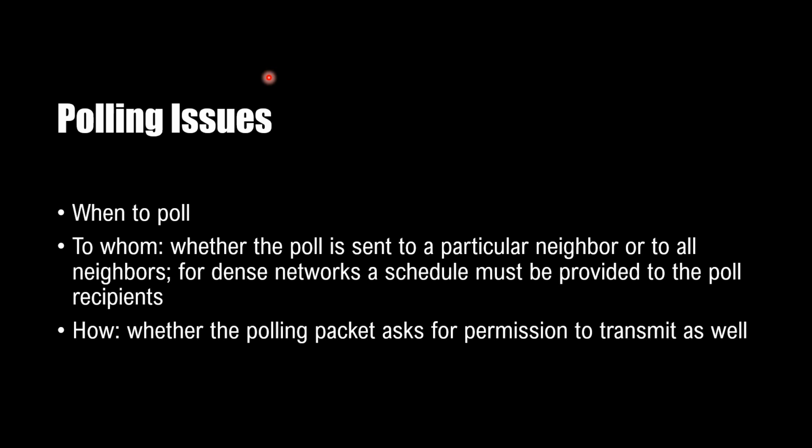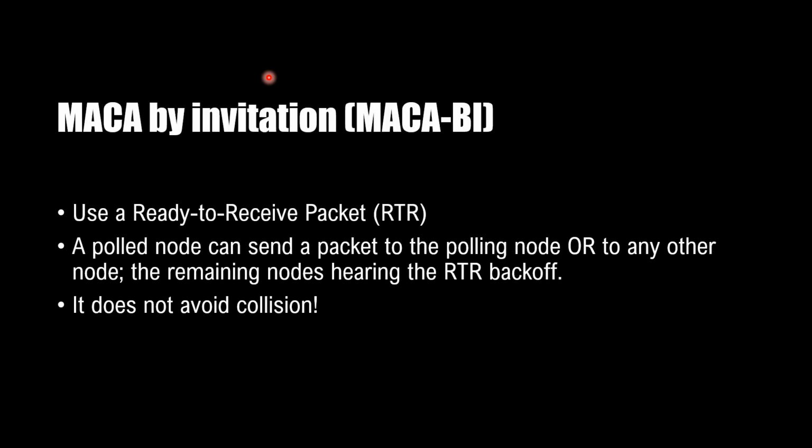because there are many nodes which can actually be a potential sender. So the third problem is how. So whether the polling packet asks for permission to transmit, just like RTS and CTS. Okay, so these are the three issues which arise when we use polling for RI MAC.